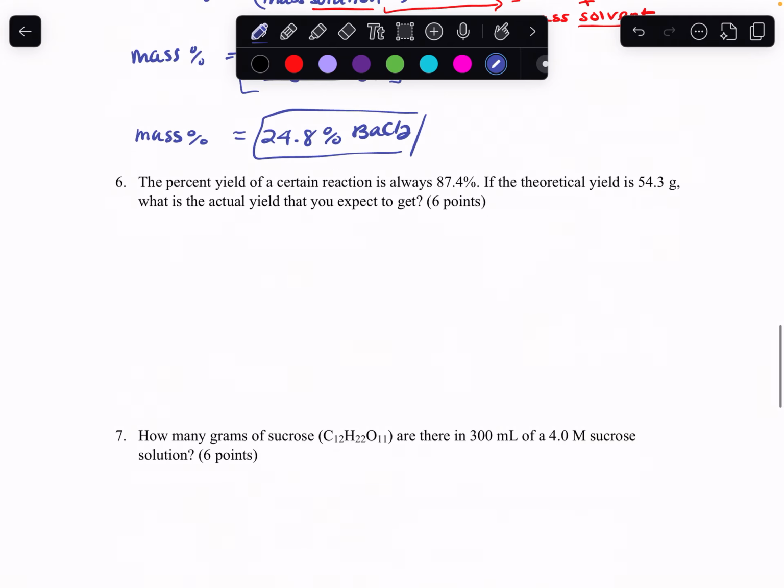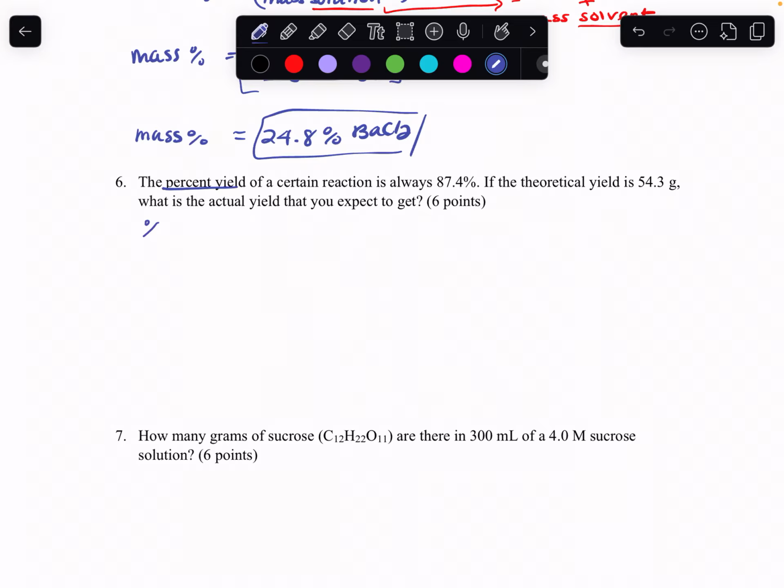The percent yield of a certain reaction is always 87.4%. If the theoretical yield is 54.3 grams, what is the actual yield that you expect to get? If you are confused about this, percent yield, that's a formula. You can find that on the front page, or you can go back and reference what you did in question 2 in relation to our theoretical yield problem starting off the exam.